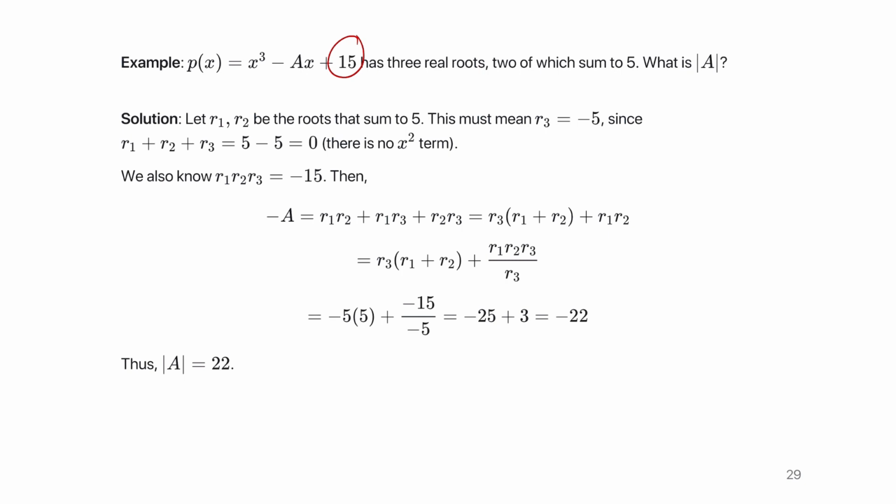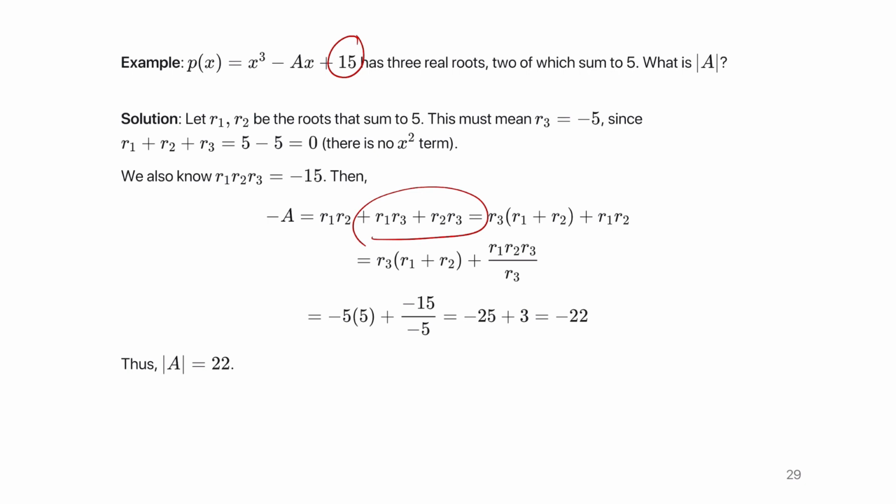And so then, remember the coefficient on the linear term, the coefficient on x, is this weird looking thing, right? Where we take the product of two of them at a time and sum it together. So we know negative a is this weird thing, r1 r2 plus r1 r3 plus r2 r3. Right? But then, using some clever tricks, we can factor an r3 out of the last two terms, and then we can rewrite it as r3 times (r1 plus r2) plus r1 r2 at the very end.